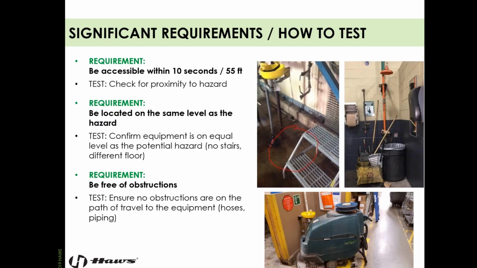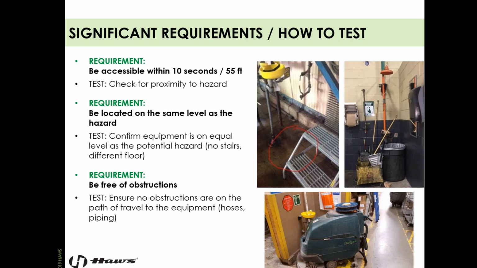So here we go. Requirement number 1, other than testing, it needs to be accessible within 10 seconds or 55 feet. They changed it to 55 feet to ensure that we had a measurable distance between hazard and emergency equipment. So number 1 just checks for the proximity to the hazard, right? We want a generally straight line to the piece of equipment without any obstructions in place, but do your best to measure that distance. Keep it under 55 feet.